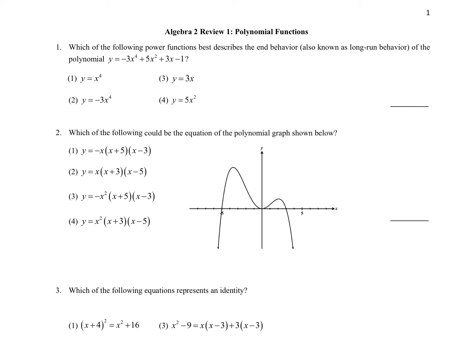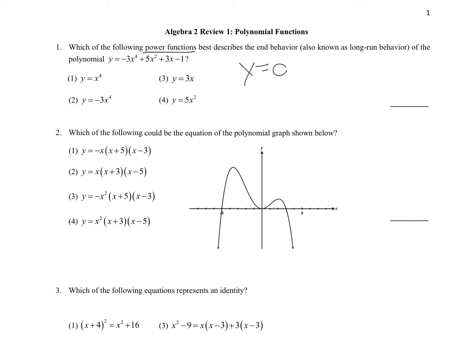This is the first page of the Regents Review, and we're starting polynomial functions. The first question says, which of the following power functions best describes the end behavior, also known as long-run behavior, of the polynomial? So first off, a power function is any function in the form a times x to the b.